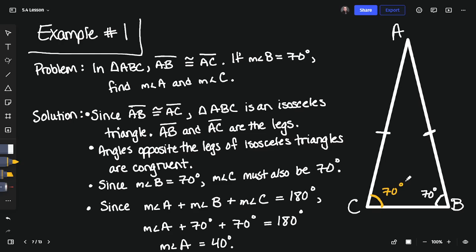We also know that all of the interior angles of a triangle have to add up to be 180 degrees. And since we know 2 of those 3 angles are 70 degrees, we can solve for the measure of angle A, which of course has to be 40 degrees when we add up 70 and 70 and subtract that from 180. So the measure of angle A then is 40 degrees.